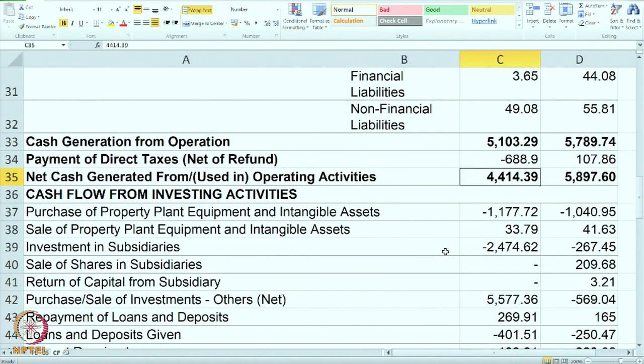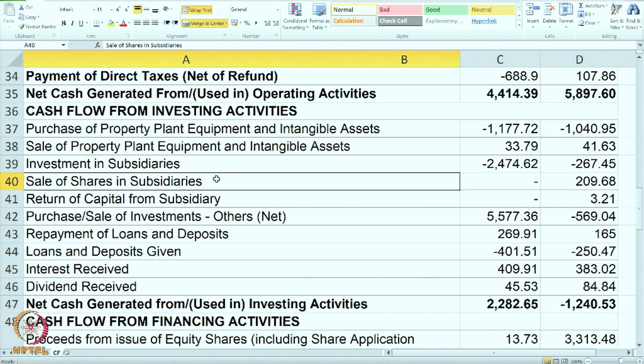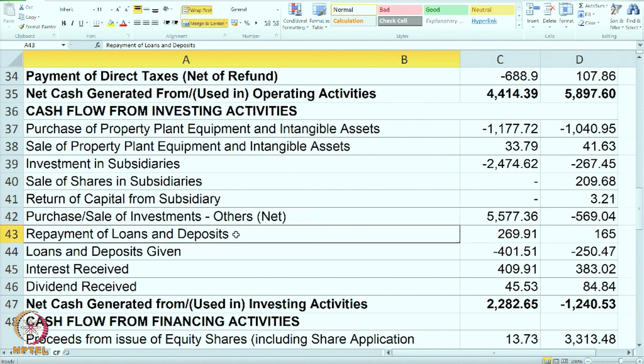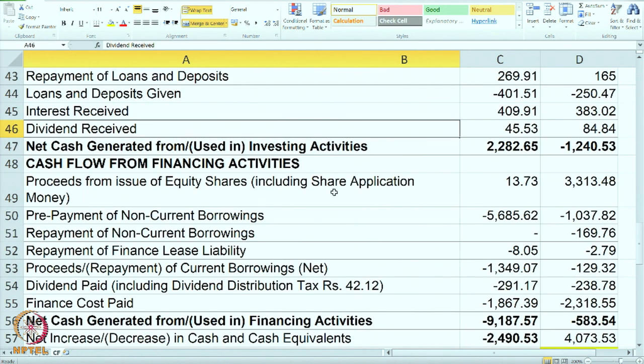Cash flow from investing activities, a bit longish. Purchase of plant, sale of plant, investment in subsidiaries, sale of shares in subsidiary, return of capital from subsidiary, purchase or sale of investments, repayment of loan and deposits given, interest received and dividend received. Mark here the term received. There it was interest income, now it is interest actually received. So, we get net cash generated or used in investing activity.